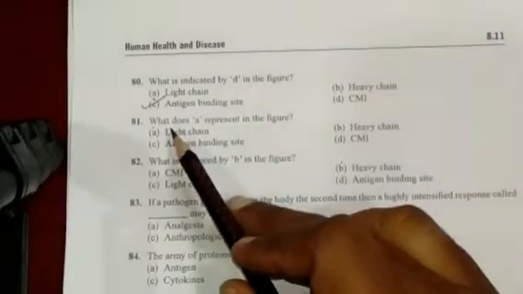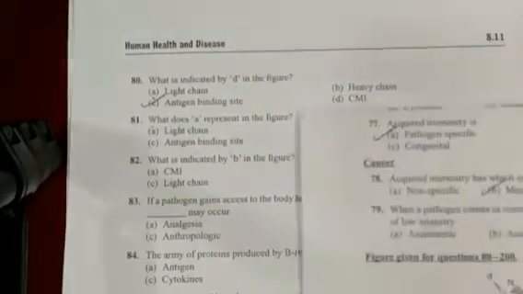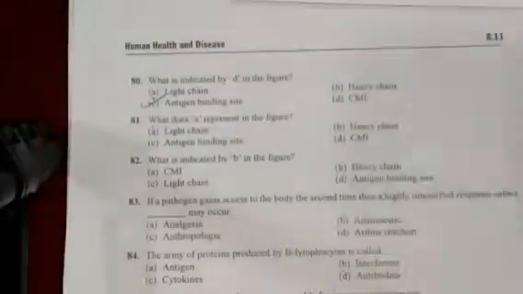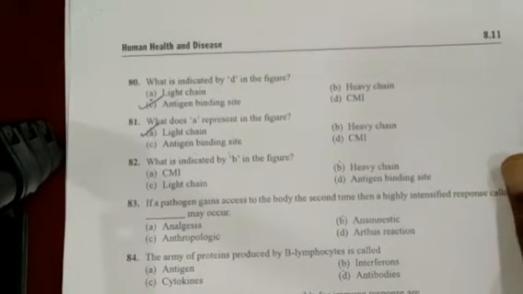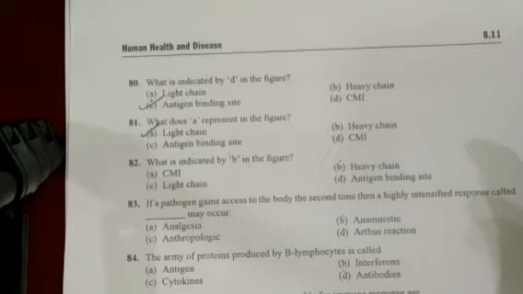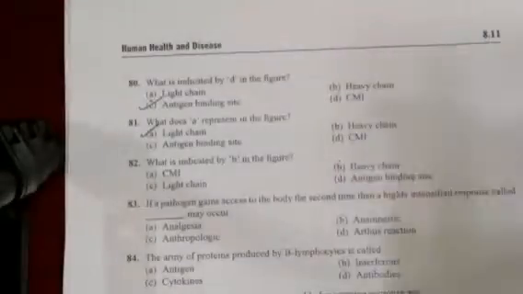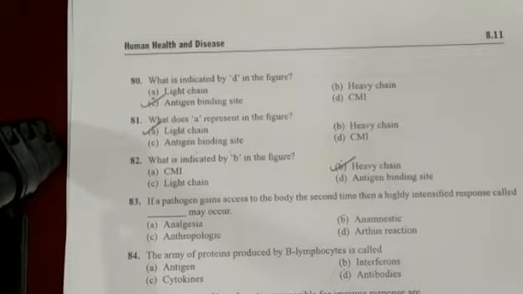Next question. What does A represent in the figure? You can see A here. Now the options are light chain, heavy chain, antigen binding sites. Clear? Next, A. What is it here? A is nothing but light chain. Clear? Next one. What is indicated by B in the figure? Again, you can see the diagram here, where you can see the B. So now they are asking, you all know B is a heavy chain. B: heavy chain, light chain, antigen binding site.